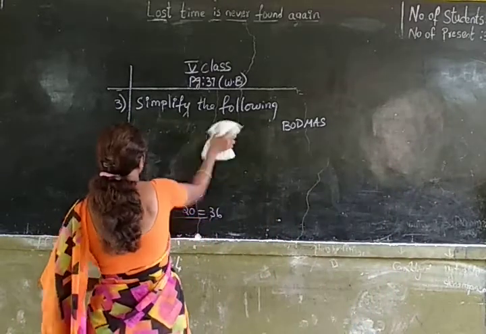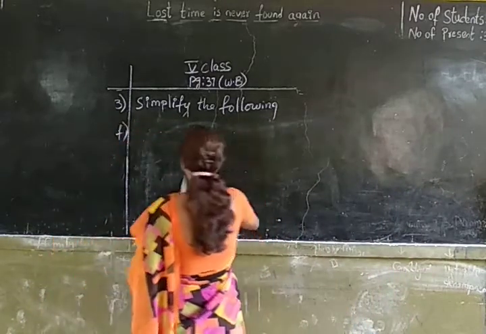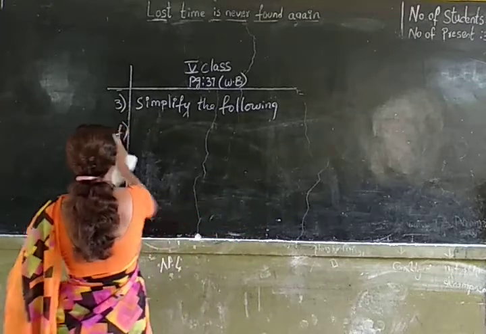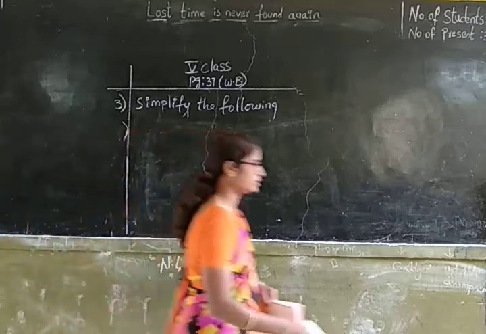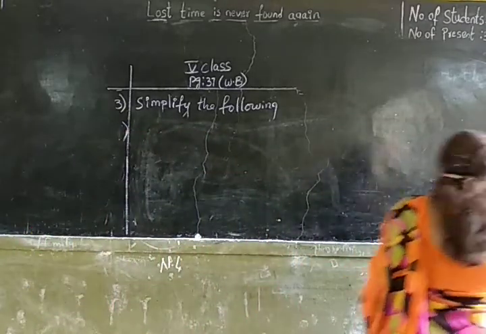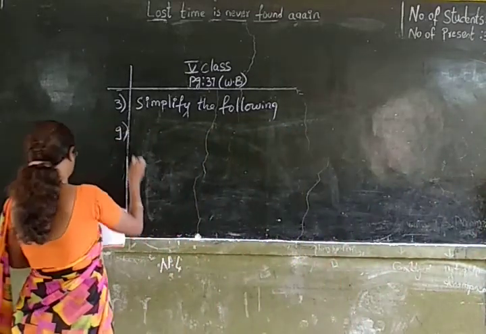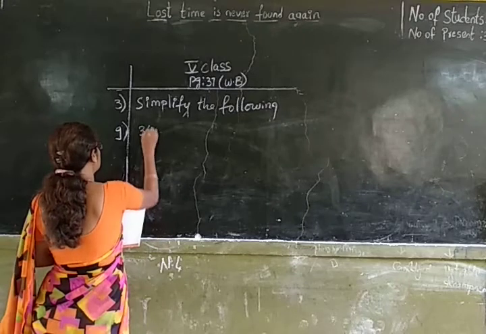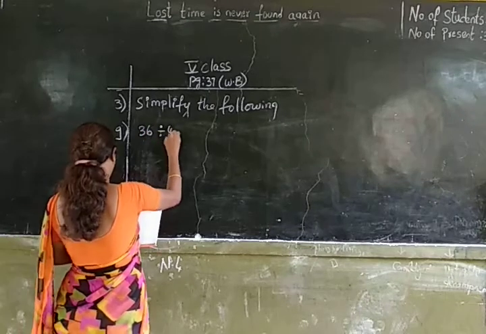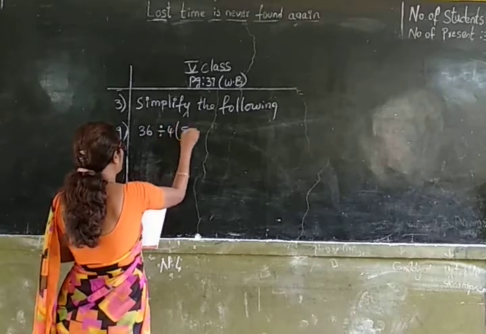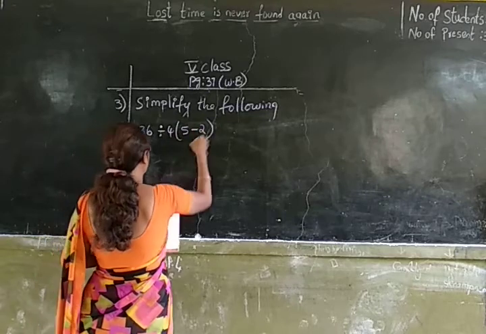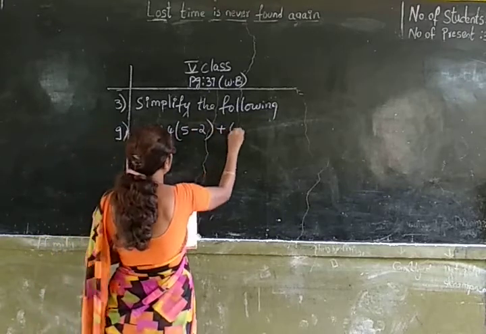Now let us do the G sum. So what is the G question? 36 divided 4 brackets 5 minus 2 plus 6.